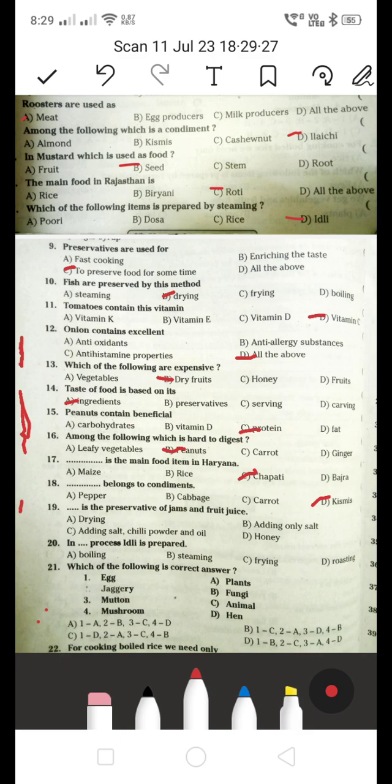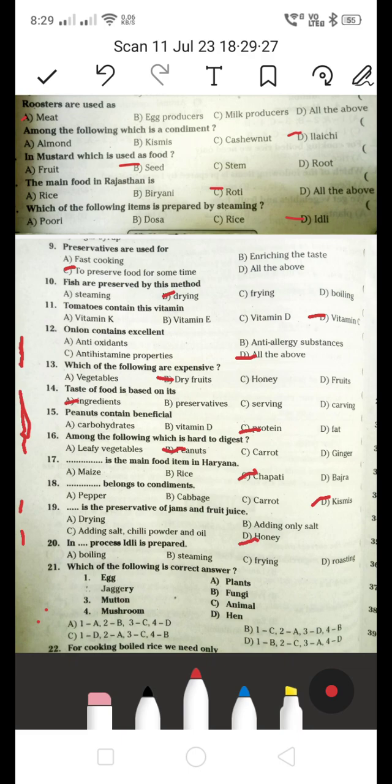And next, dash is the preservative of jams and fruit juices. Fruit juice ni inka jams ni preservatives ka mani e method use chesam. Is it drying, or adding only salt, or adding salt, chili powder and oil, or D, honey? Which is the right answer? Manaki drying method kaadu, salt kaadu, chili powder add chesadam valla, oil kaadu. It's honey. Jams and fruits ki juices ki manaki preserve cheyadaniki honey anedi use chestam.